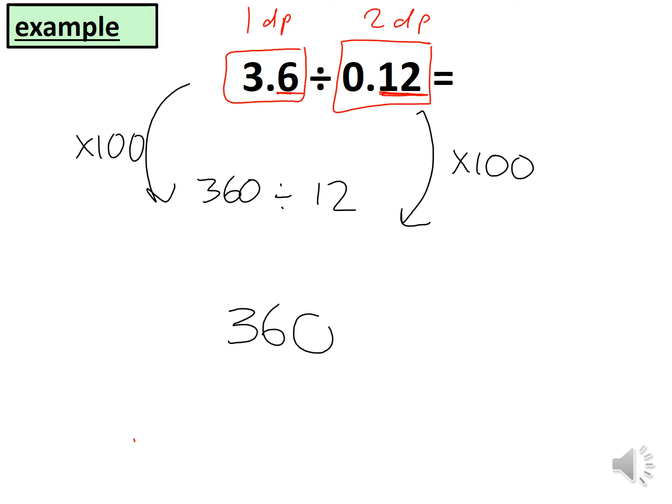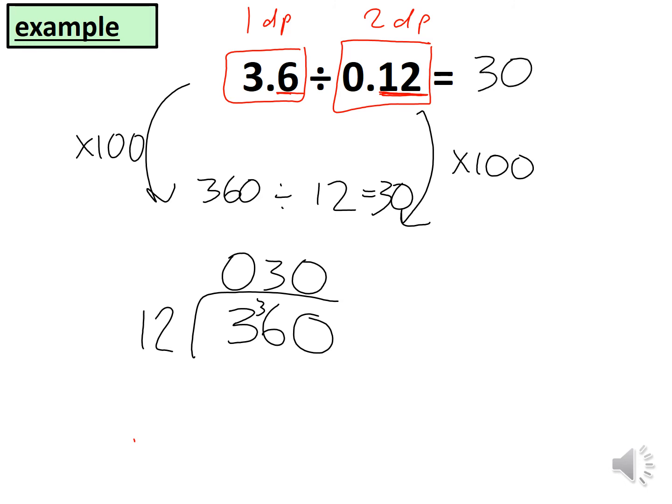360 divided by 12. How many 12s go into 3? 0. Carry the 3. How many 12s go into 36? 3. And last but not least, how many 12s go into 0? 0. So our answer is 30.